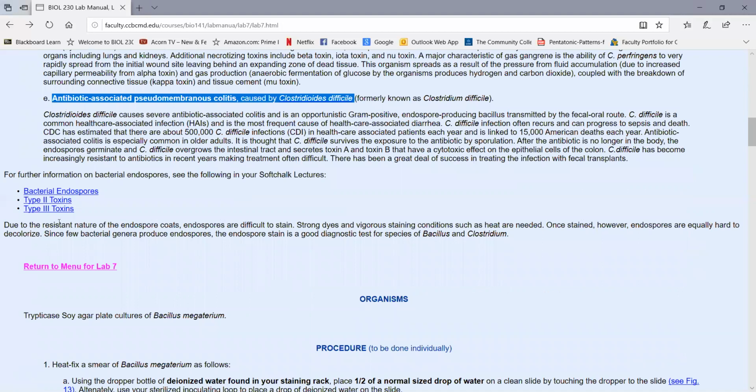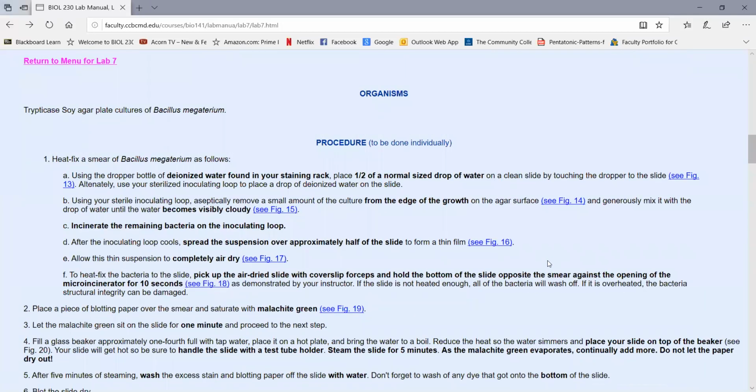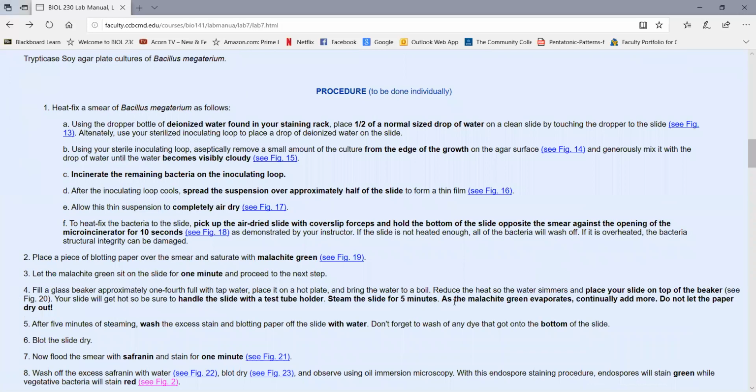Now, because of the resistant nature of endospores, they are rather difficult to stain. We have to use strong dyes, vigorous staining conditions like heat in order to stain the endospore. But then they're also hard to decolorize afterwards. And so the procedure we see next is the procedure we normally would have done if we were doing endospore stains in class. However, in this endospore procedure we're showing you, once the slide has been heat fixed, it then has a piece of blotting paper put over it and it's saturated with malachite green, and then that slide has to be steamed for 5 minutes over boiling water.